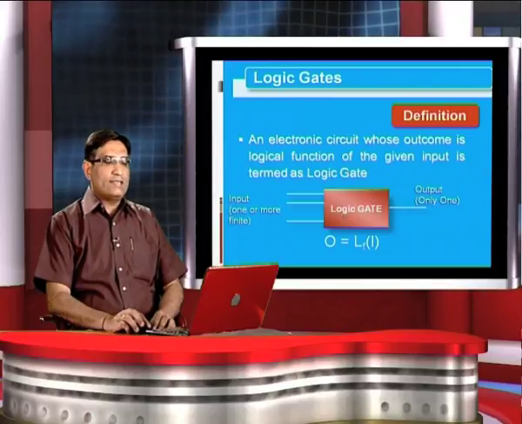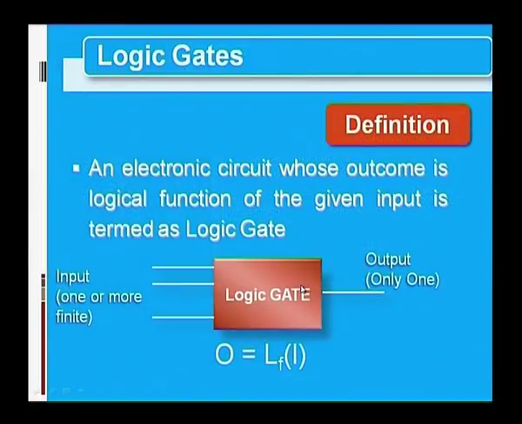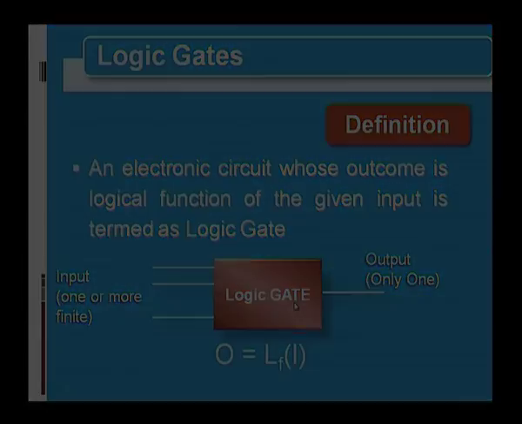So we say that this is a logical circuit which can have more than one finite input, and usually it has only one output, where the output is nothing but a logical function applied over the input. So mathematically, we say output is nothing but a logical function applied over input, and that is a gate.